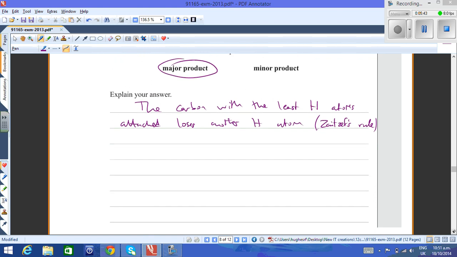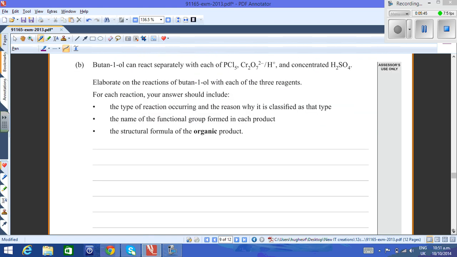The next part of the question, part B, it also involves schemes, and we're looking at butan-1-ol reacting with 3 different reagents here: PCl5, acidified dichromate, and concentrated sulfuric acid. And the question asks you to elaborate on the reactions of butan-1-ol with each of the 3 reagents. And for each of the reactions, you should include the type of reaction occurring and why it is classified as so, the name of the functional group formed in each product, and the structural formula of the organic product.